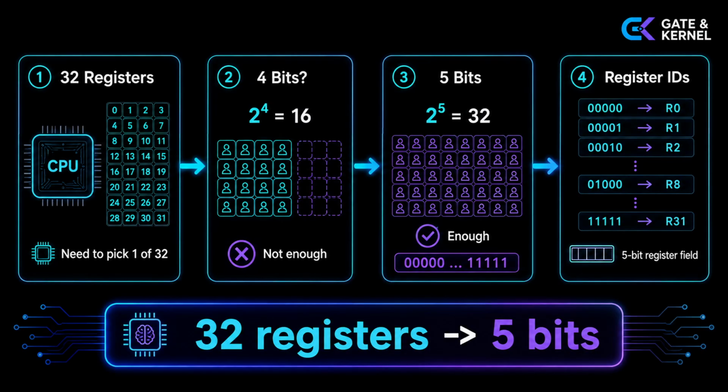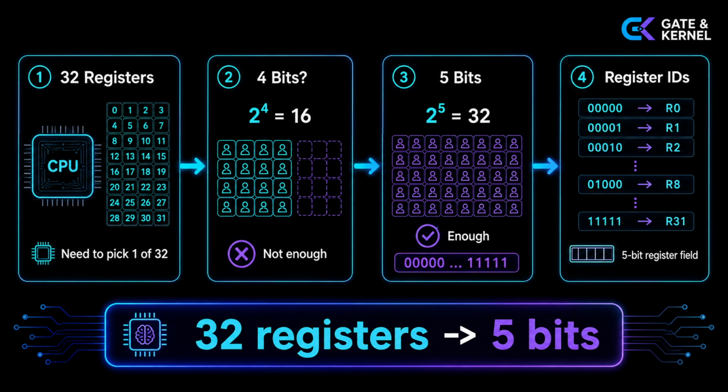Chapter 11, Binary selects CPU registers. Suppose a processor has 32 registers. How many bits are needed to identify one register? 4 bits give only 16 combinations. That is not enough. 5 bits give 32 combinations, because 2 to the 5th power equals 32. So 5 bits can identify registers numbered 0 through 31.